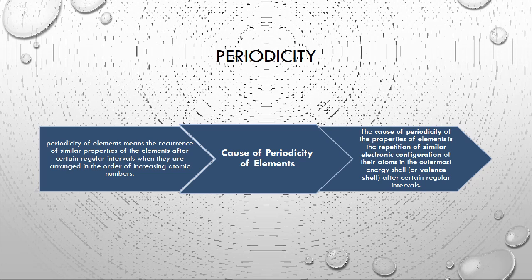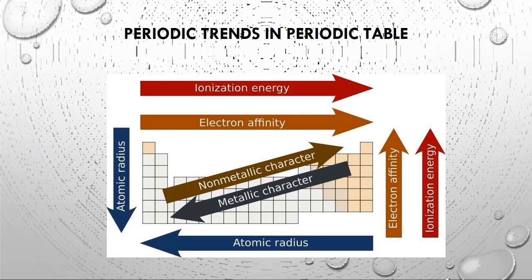Periodicity. Periodicity of elements means the recurrence of similar properties of the elements after certain regular intervals when they are arranged in the order of increasing atomic numbers. The cause of periodicity of elements is the repetition of similar electronic configuration of their atoms in the outermost energy shell after certain regular intervals. These are periodic trends in periodic properties: ionization energy, electron affinity, atomic radii, electronegativity and metallic or non-metallic character.